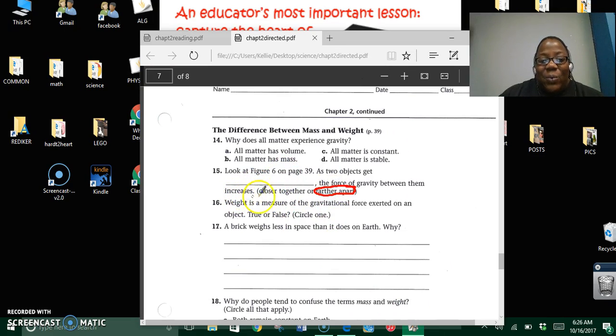All right, true or false? Weight is a measure of the gravitational force exerted on an object. True or false? True.